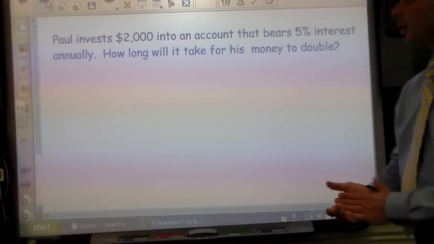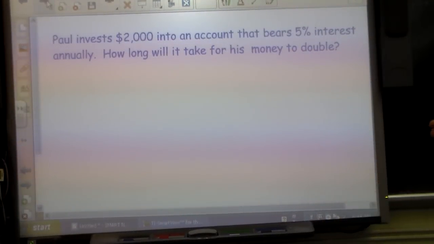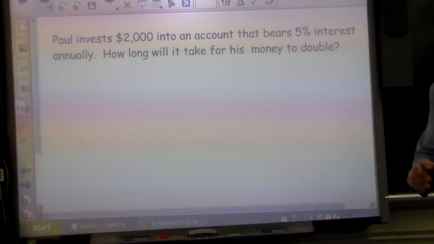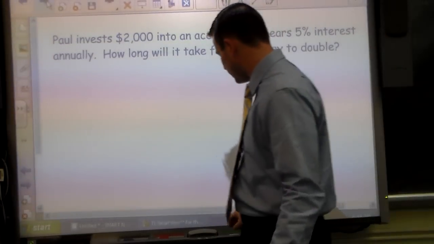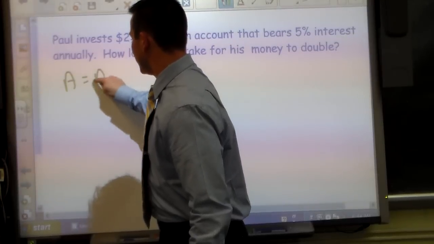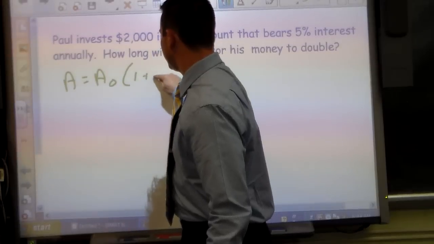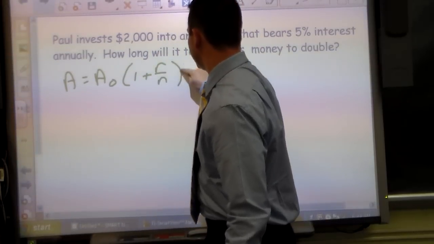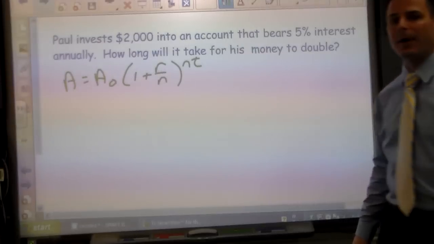So let's work on some word problems here. It says Paul invests $2,000 into an account that bears 5% interest annually. How long will it take his money to double? So if you recall, this is the application of an exponential: A equals A naught times 1 plus r over n to the nt power.